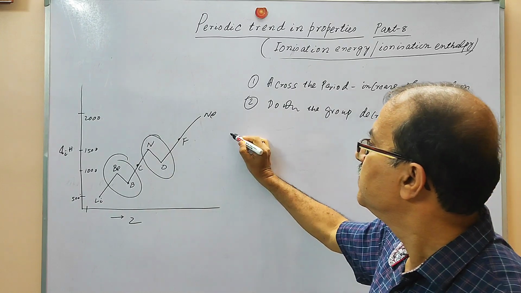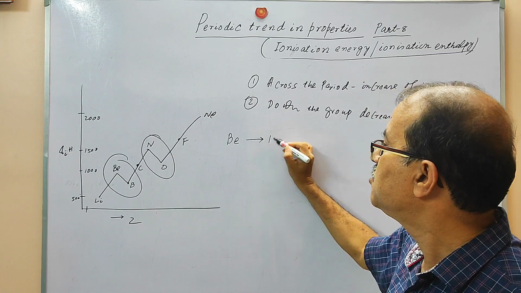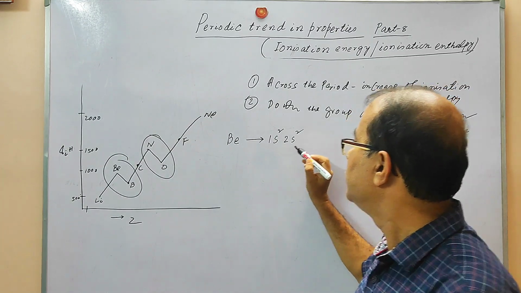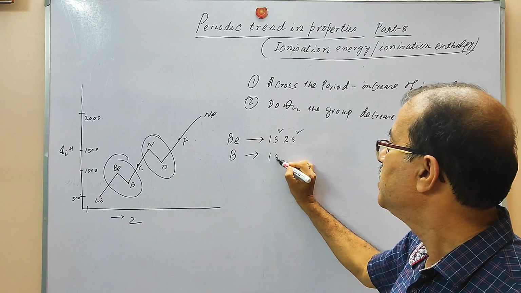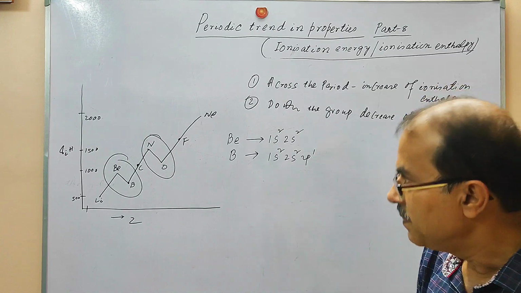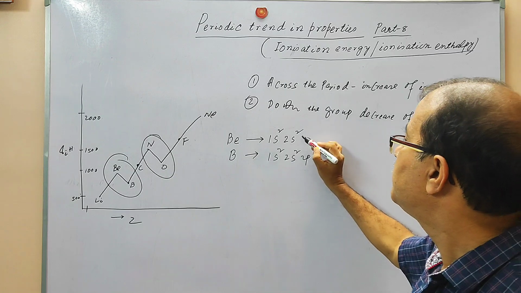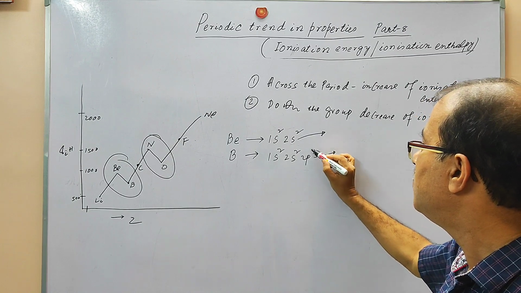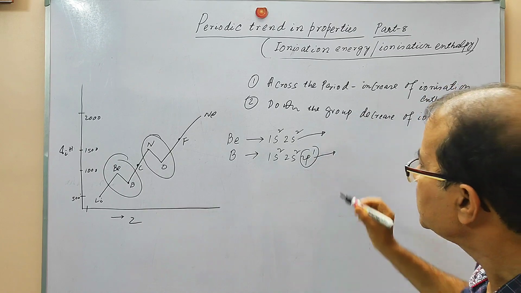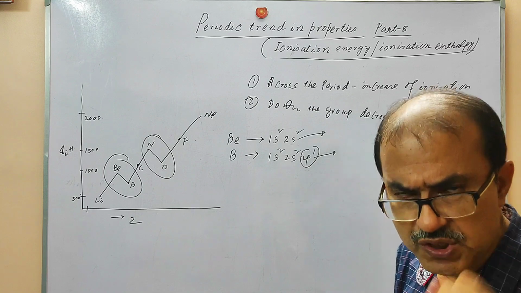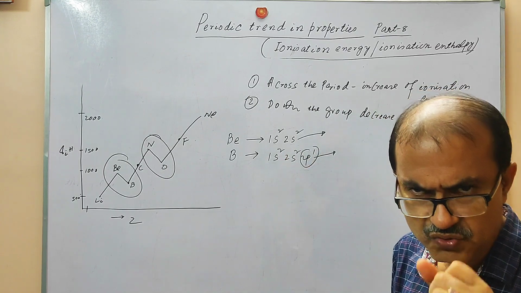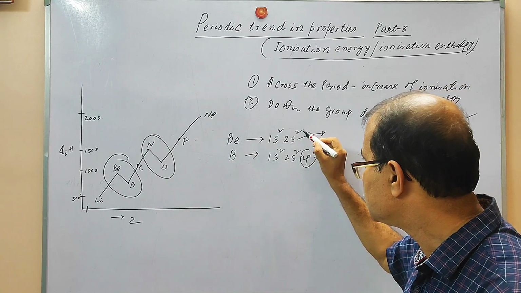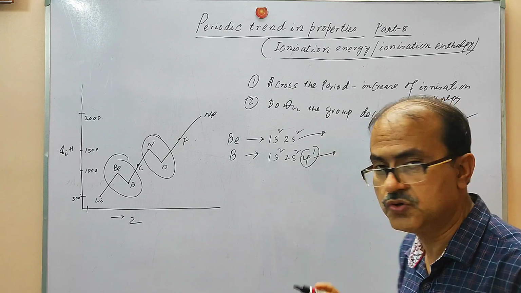That question can be answered from the electronic configuration of beryllium. Beryllium has the electronic configuration 1s2, 2s2, right? And the configuration of boron is 1s2, 2s2, 2p1. Now, when we ionize beryllium, we have to take the electron from the 2s subshell, whereas in boron, we have to take the electron from the 2p subshell. As the 2s electron is much closer to the nucleus as compared to the p, the binding force on this electron will be much more as compared to the electron in the 2p subshell.